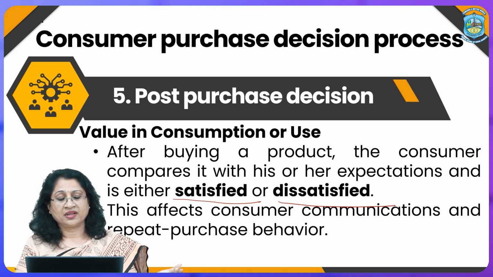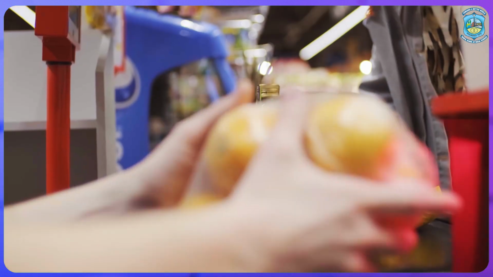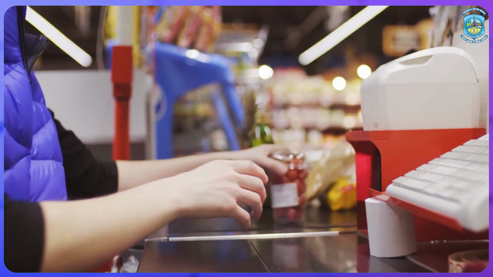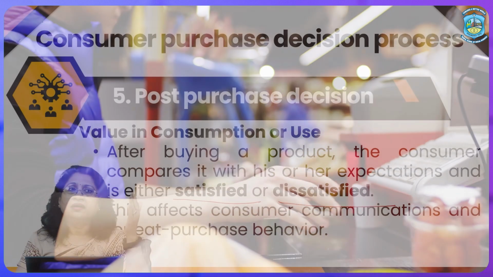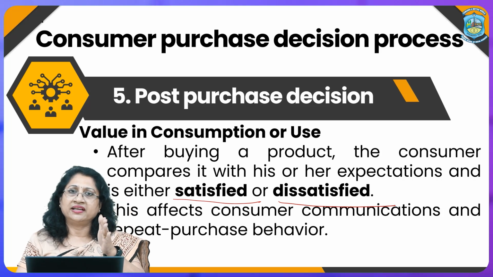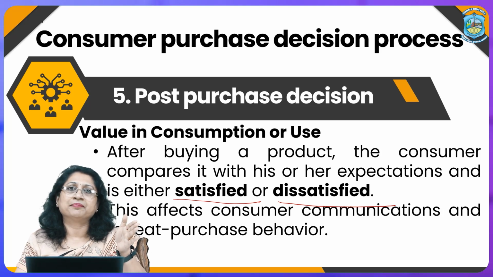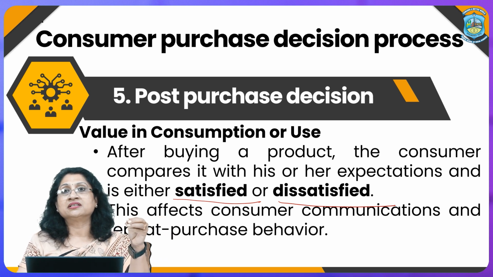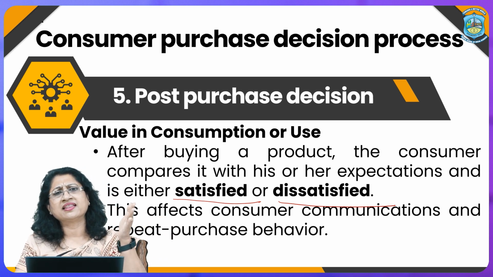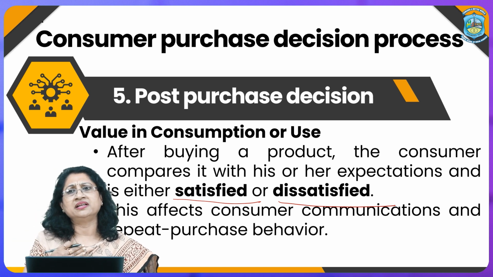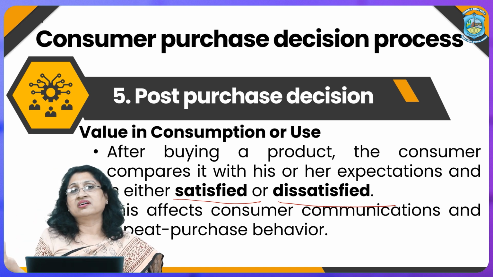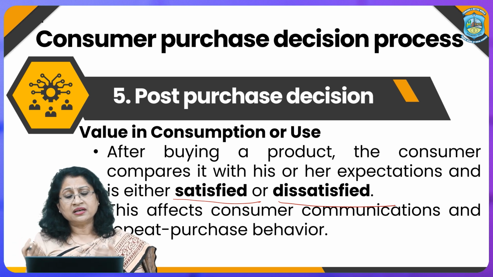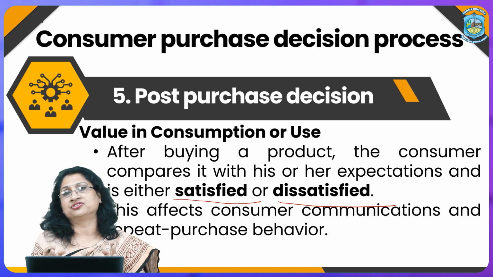How does it happen? Many a times when I buy a product, there are certain perceptions and expectations of me as a buyer. Every expectation of mine, if fulfilled, then I am a satisfied consumer. On the other hand, there may be certain parameters on which I was not satisfied, and then I feel that whatever money I have invested, the product is not giving me the value for that money, and hence I become a dissatisfied consumer. Now, how important is this post purchase decision?